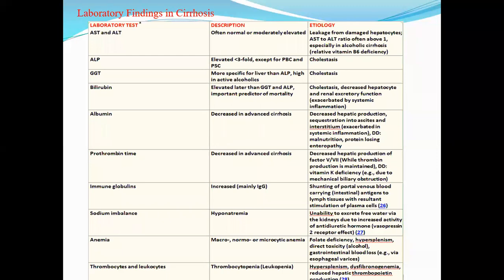Immunoglobulins increase, especially in autoimmune hepatitis. Serum sodium imbalance, hyponatremia, and hypokalemia indicate bad prognosis. Anemia is more common in patients with liver cirrhosis.